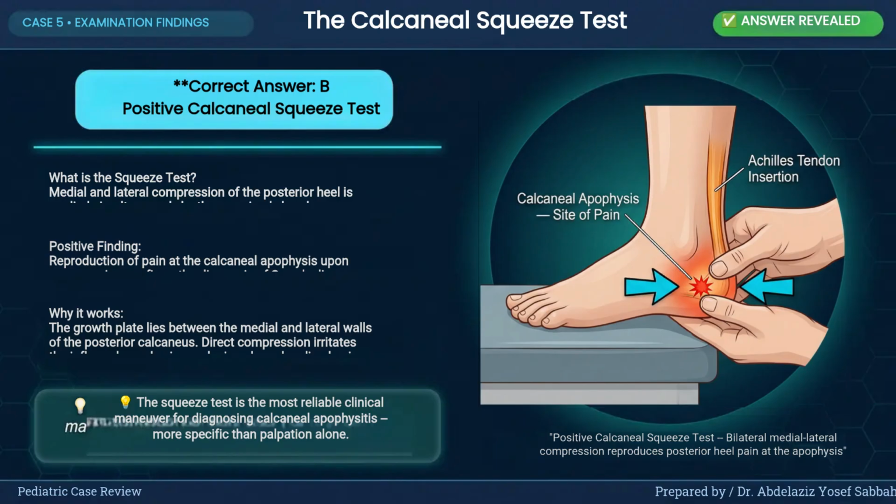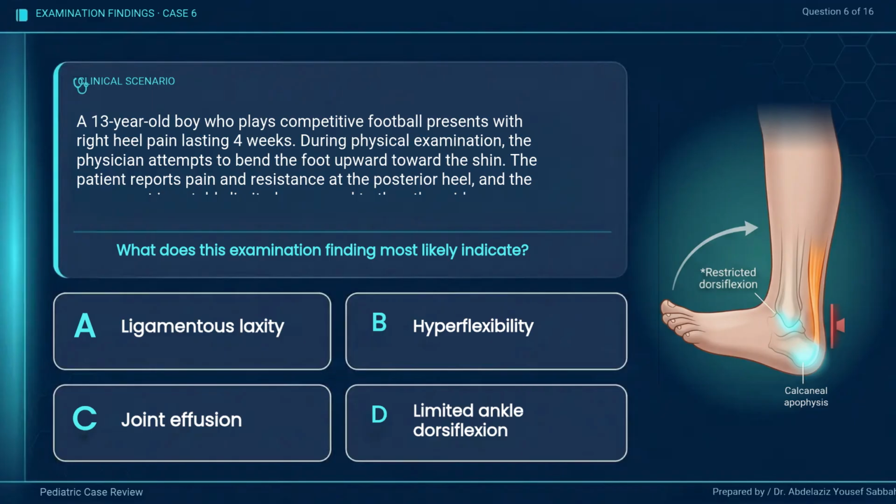The growth plate lies between the medial and lateral walls of the posterior calcaneus, and direct compression irritates the inflamed apophysis, producing sharp localized pain. The squeeze test is the most reliable clinical maneuver for diagnosing calcaneal apophysitis and is more specific than palpation alone. Case 6. A 13-year-old boy who plays competitive football presents with right heel pain lasting for weeks.